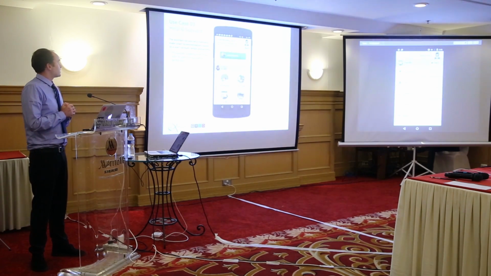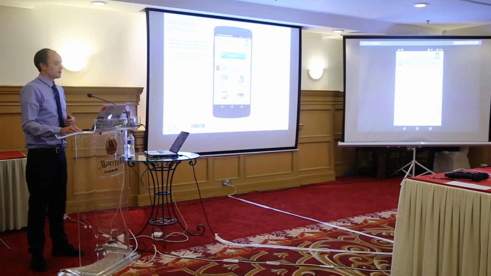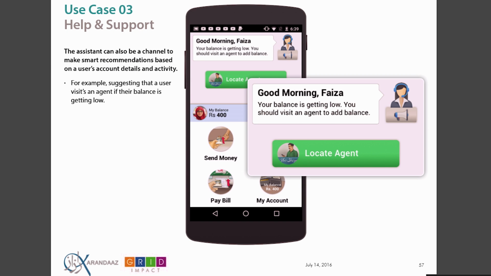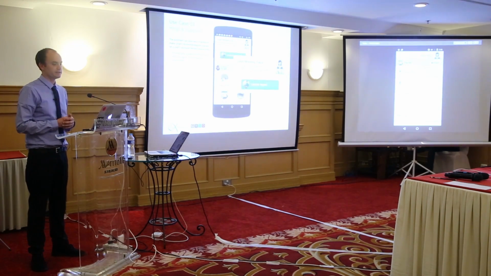The assistant is not only giving explanations, but is a channel to give recommendations. And it can give actual, very useful recommendations based on very simple behavior or very simple activity that the customer is already doing. So in this example, we see that your balance is getting low. The assistant is offering them an option to find where the nearest shop is.